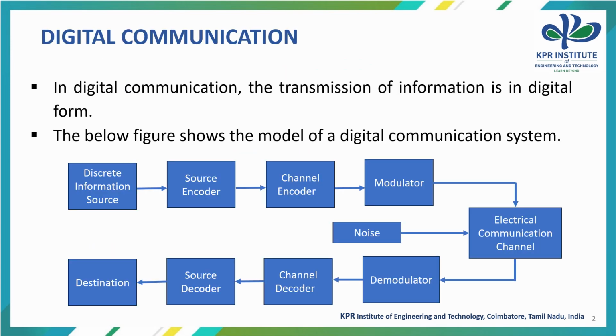Generally in digital communication, the transmission of information is in the digital form. The below figure shows the model of a digital communication system. First, it starts with discrete information source, then source encoder, then it will move on to channel encoder, then modulator. The output of the modulator is connected to the electrical communication channel, where it will also get noise from the outside environment. The output of the electrical communication channel is connected to the demodulator, then it is connected to channel decoder, then source decoder and the destination.